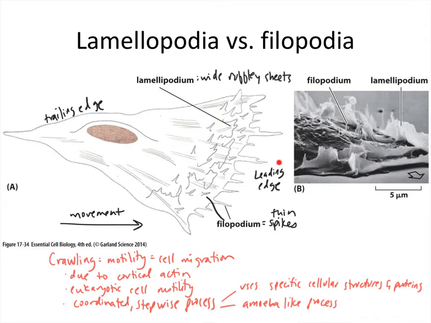Again, this is the leading edge here where the cell is moving towards, and the trailing edge is this opposite side that does not have very many lamellipodia or filopodia, if any.